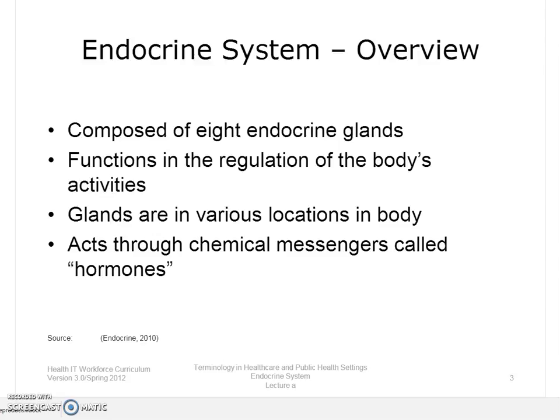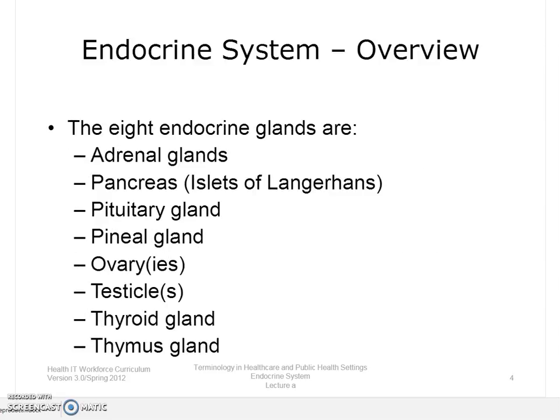All endocrine glands secrete hormones, or chemical messengers, directly into the bloodstream, where they are transported to the cells that are awaiting their messages. These hormones help the body respond to stress, regulate blood pressure, and regulate water and salt balance. The 8 primary endocrine glands include the adrenal glands, the pancreas, specifically the islets of Langerhans, the pituitary gland, the pineal gland, the ovaries and testes, the thyroid gland, and the thymus. Some of the endocrine glands also have additional functions in addition to producing hormones. Examples are the pancreas, testes, and ovaries.